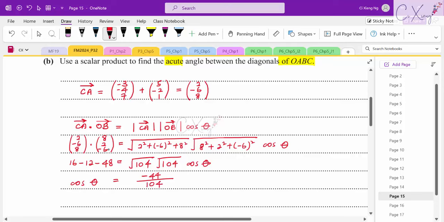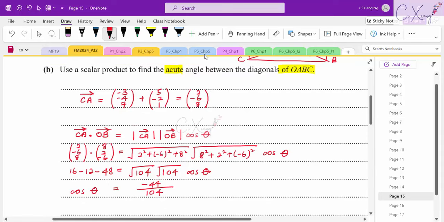Because this question wants us to find the acute angle, and acute angle means it is in the first quadrant, our cos value must be a positive value. From here, I'm getting a negative value, and a negative value will give us the obtuse angle, but I want the acute angle. So to get the acute angle, I can just directly make it positive. So I'm having cos inverse of positive 44 over 104.